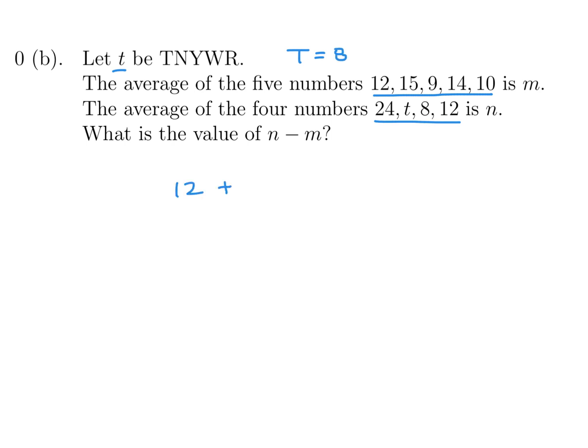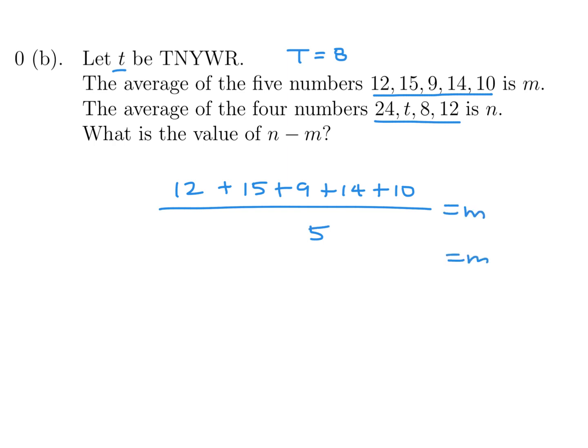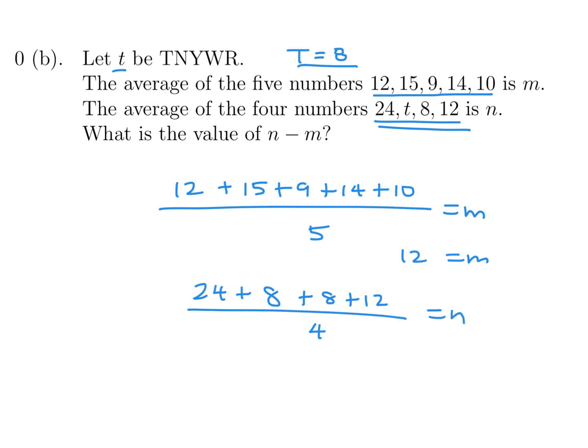12 plus 15 plus 9 plus 14 plus 10, all divided by 5 is m. And that basically, if you do the calculation, is 12. And then calculating that, 24 plus t, but I'm going to put it right in since t is 8, plus another 8 plus 12, all divided by 4, that's n. And when you do that math, that's 13. So n minus m is pretty straightforward. That's going to be 13 minus 12, which is 1.